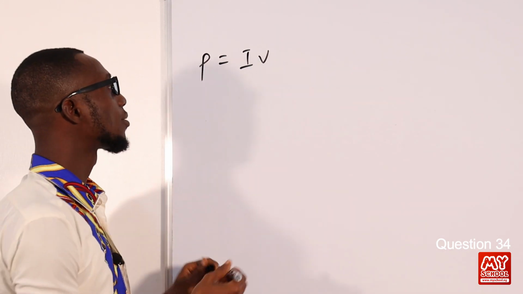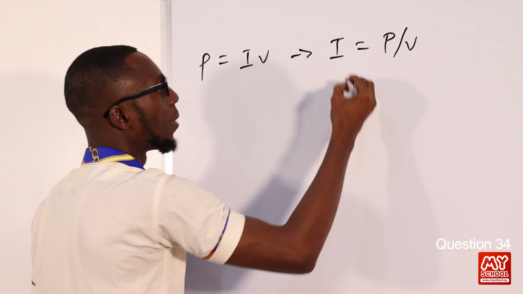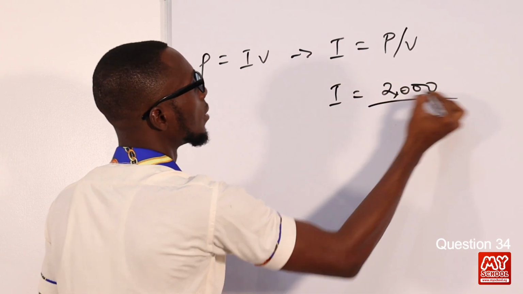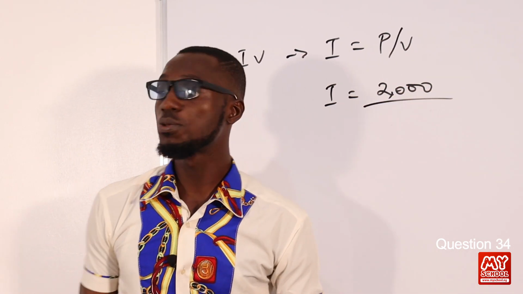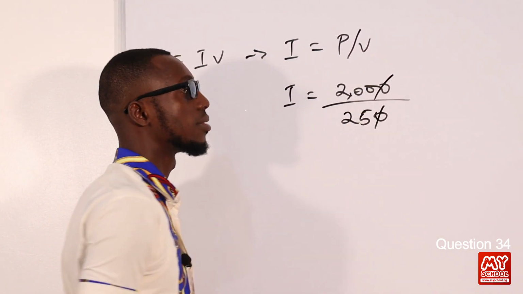So we are looking for I. That means I equals P over V. We have our P as 2000, then our V, we are told, is 250. So 0 strikes out 0.